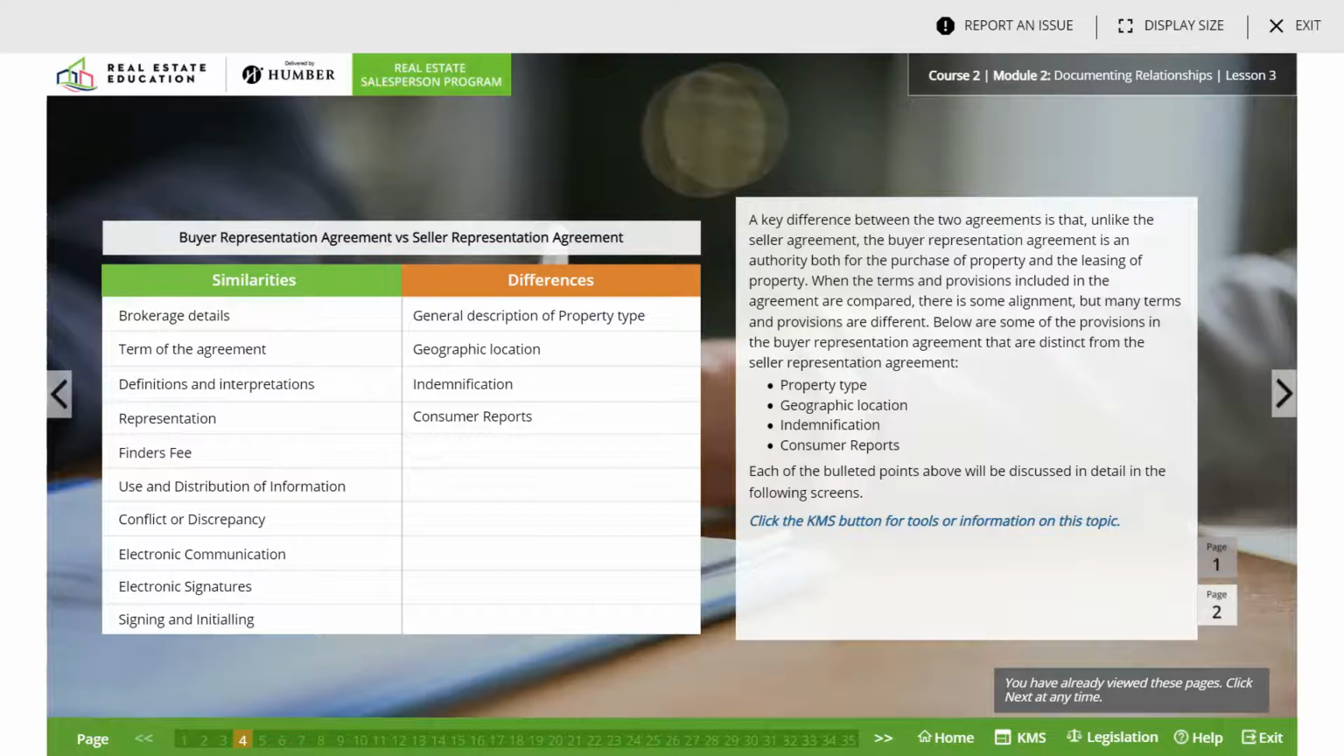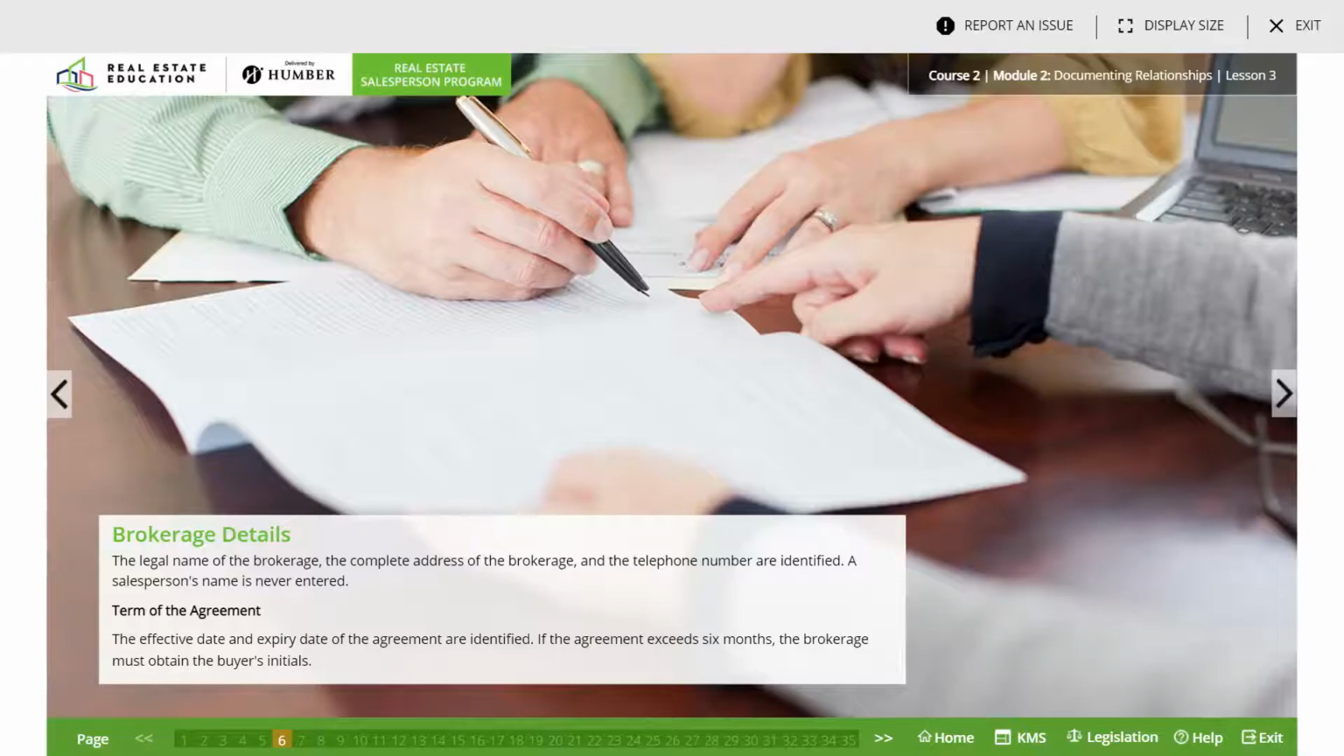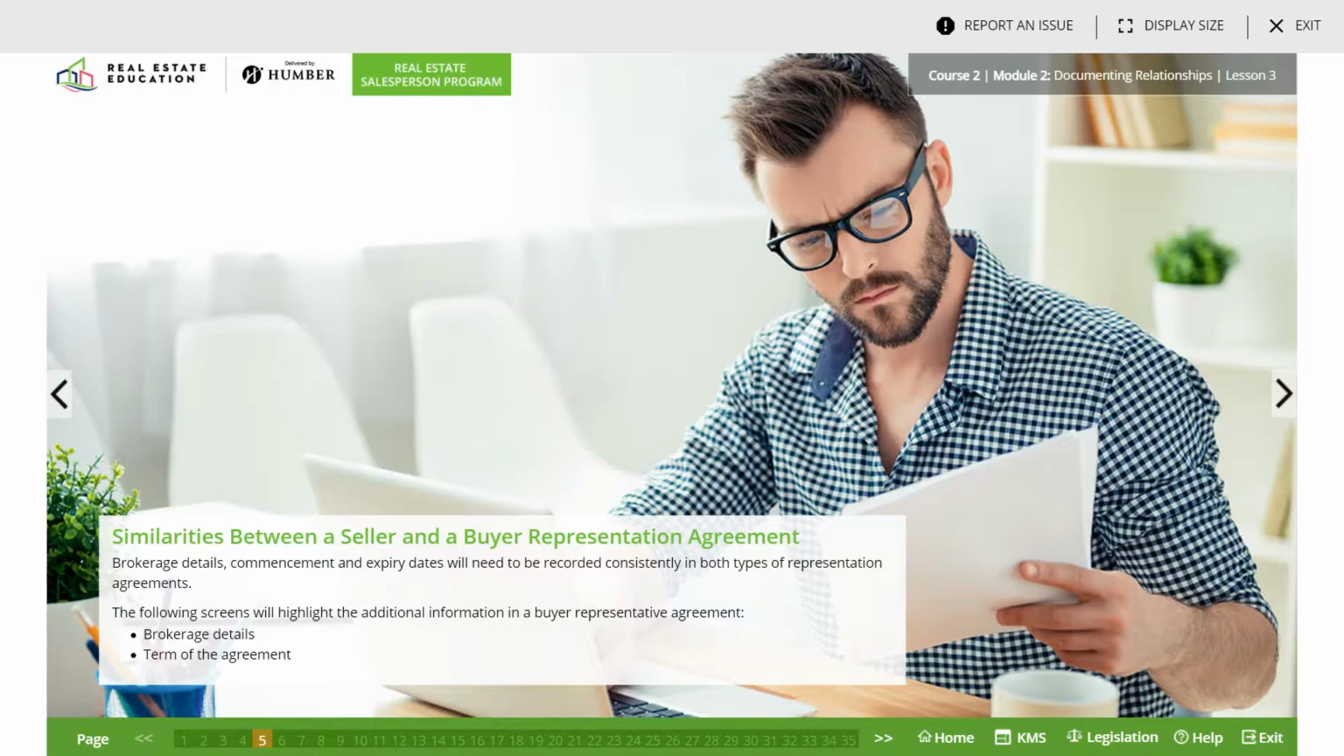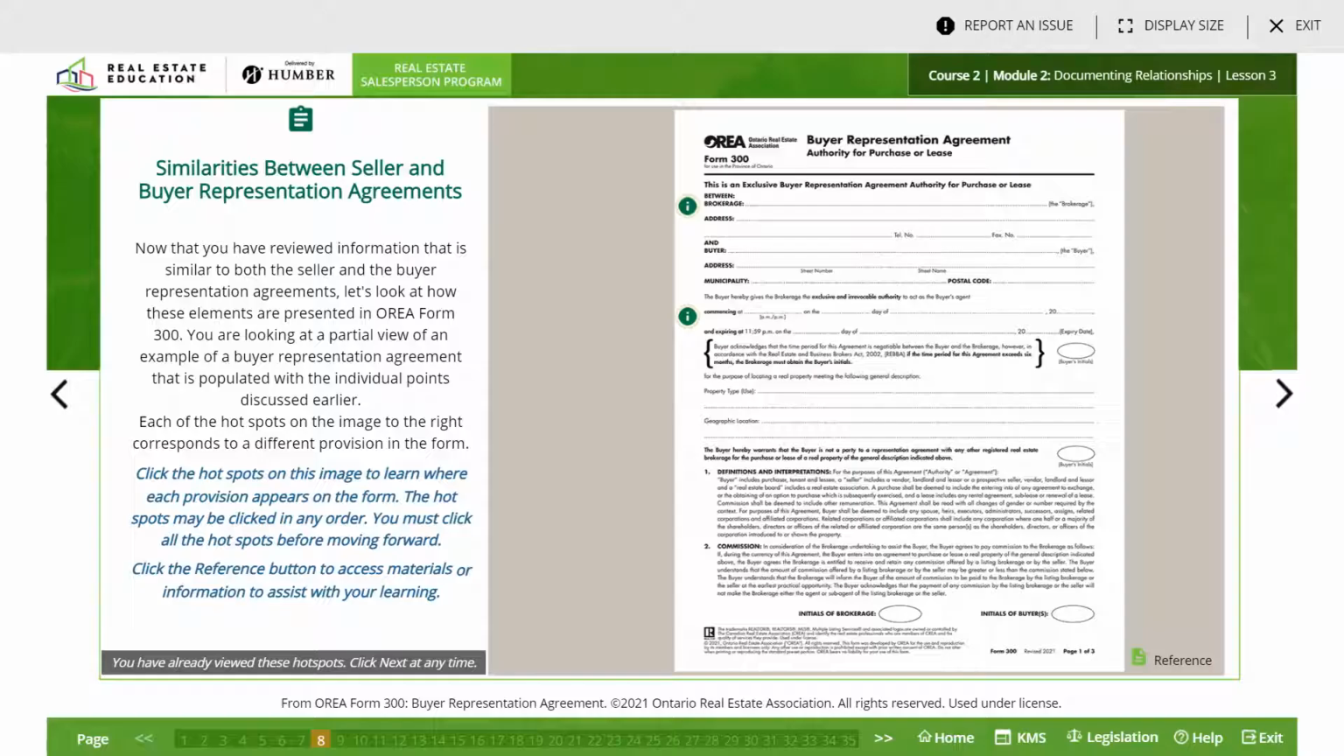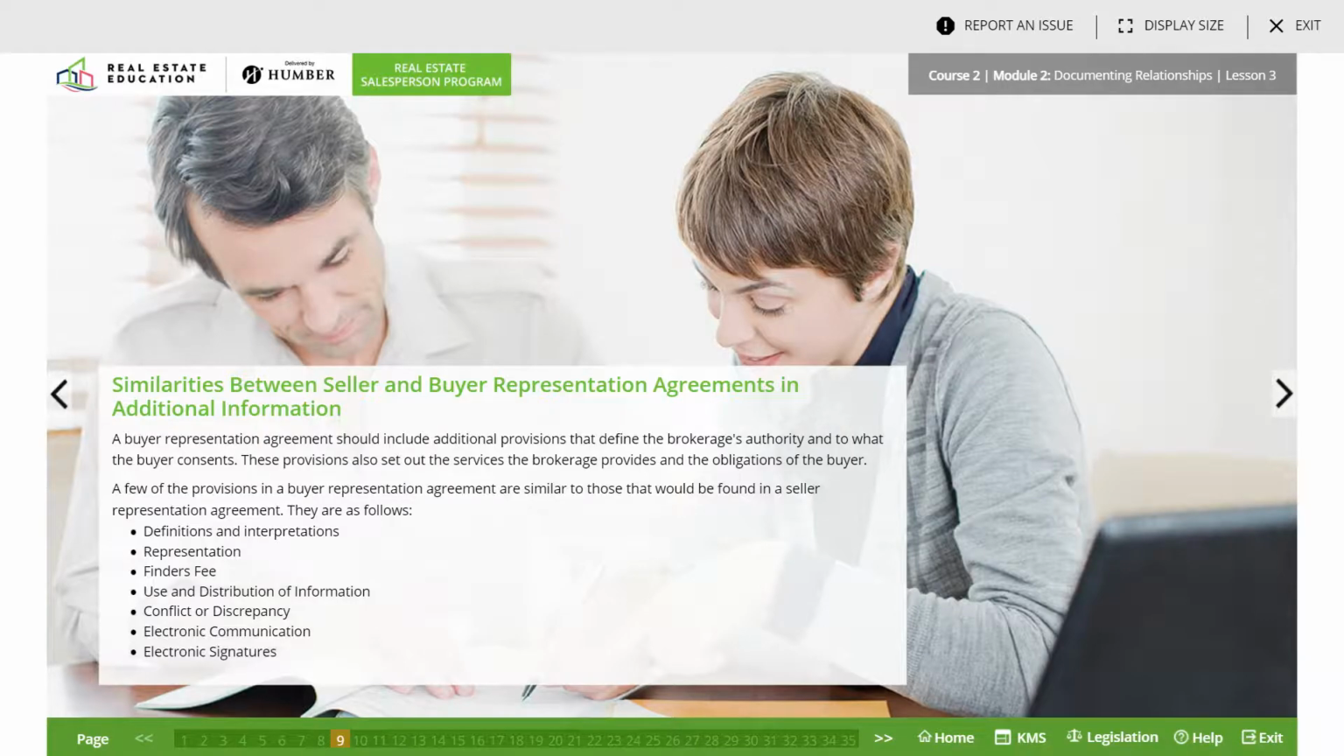And then I believe it was page number 6. No, sorry, maybe 5. So the similarities between the two are, let's go to page number 7. No, that's nothing. Page number 8, nothing. Yeah, similarities between the two.